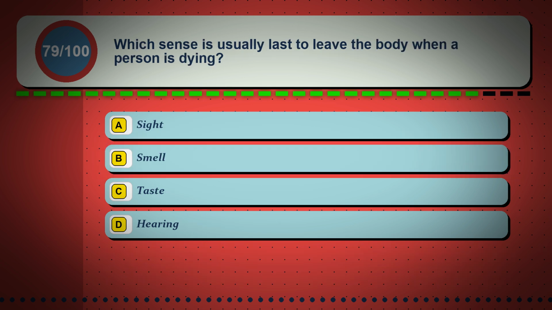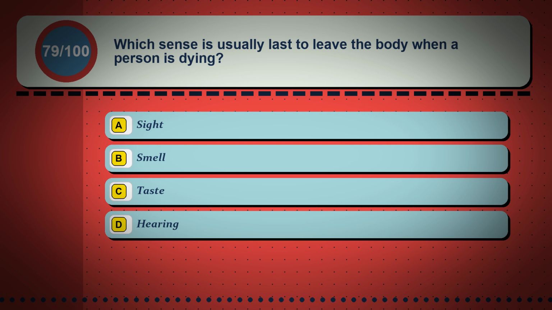Question 79. Which sense usually lasts longest to leave the body when a person is dying? Option A, sight. Option B, smell. Option C, taste. Option D, hearing.